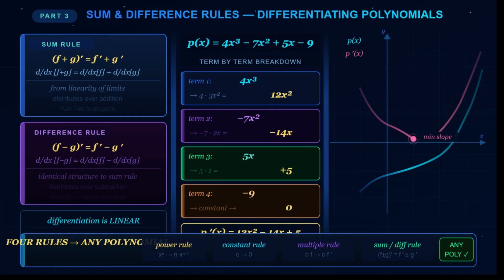Now, combining the power rule, constant multiple rule, and sum rule, we can differentiate any polynomial. Consider p of x equals 4x cubed minus 7x squared plus 5x minus 9. The derivative is p prime of x equals 12x squared minus 14x plus 5. Each term is handled independently using the power rule and constant multiple rule, then assembled using the sum and difference rules. This is the systematic beauty of calculus. Complex problems decompose into manageable pieces.